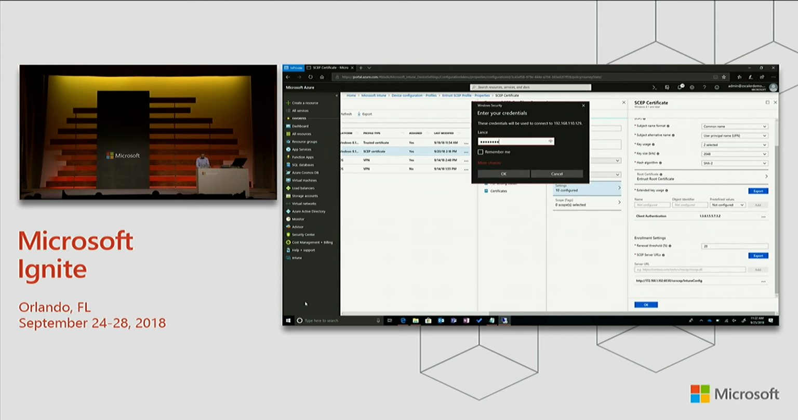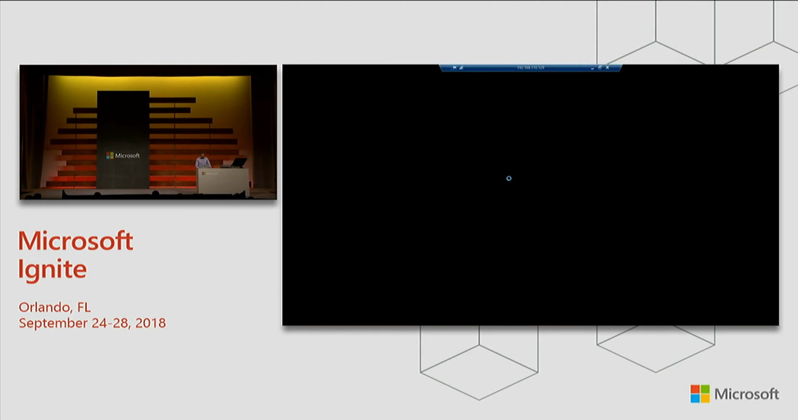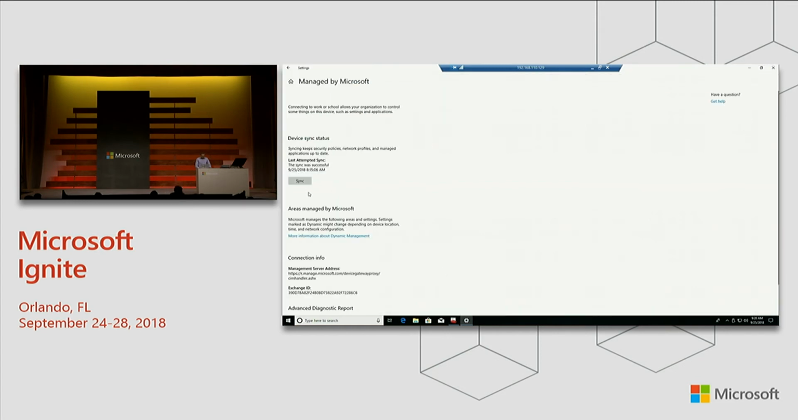So I've targeted that profile to my device here, and under my personal certificates, you'll see here that I hopefully don't have a cert from Entrust. So if I go and do a sync, since I've targeted that, this may take a minute, but what's happening here in the background while this happens is that the profile is coming down from Intune that tells my device where to go get the certificate.